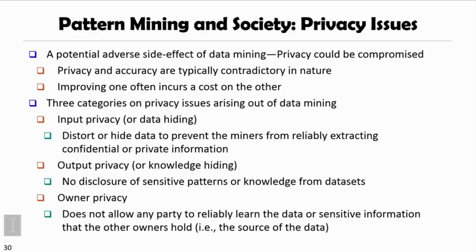The third issue people studied is called owner privacy. That means any party may hold certain data. For example, different hospitals may hold different kinds of patient information. You may want to study, for example, AIDS or heart problems or lung cancer, all those problems. But you may not want to see where the data come from. That means you actually want to hide the data owners or the hospitals, hide the source of the data. Then you can do more study. This we call the owner privacy problem.